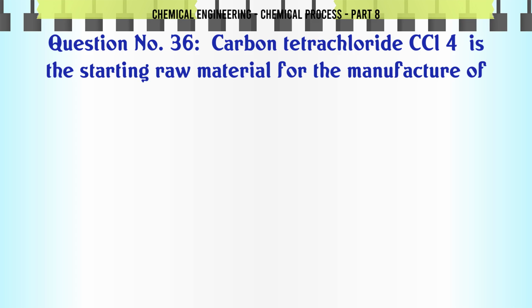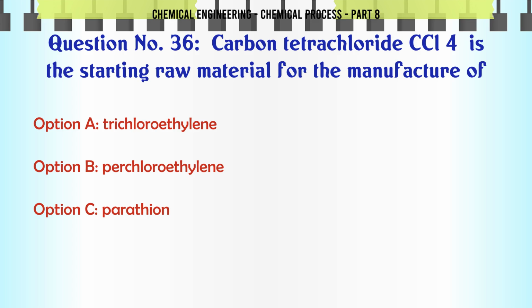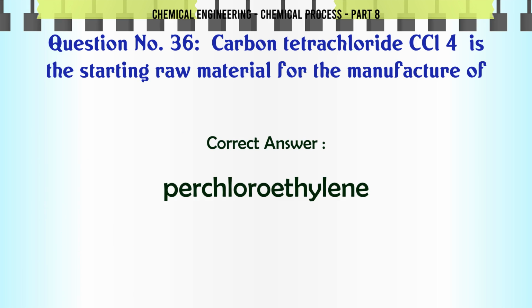Carbon tetrachloride, CCl4, is the starting raw material for the manufacture of A. Trichloroethylene, B. Perchloroethylene, C. Paraffin, D. Methanol. The correct answer is perchloroethylene.